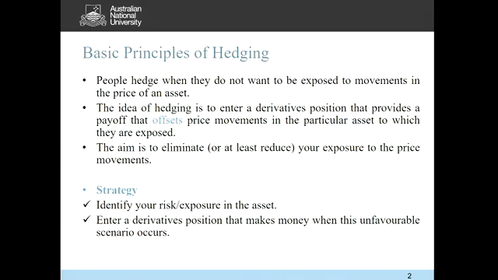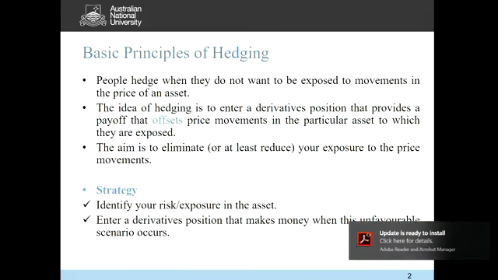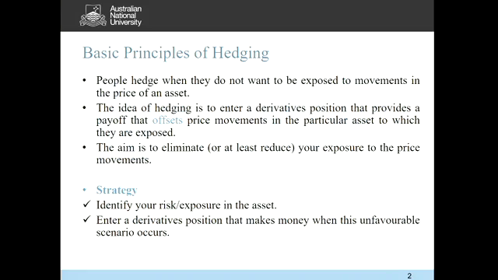Step number one, identify your risk exposure. In plain language, what are you worried about? What keeps you awake in the middle of the night? If I'm a gold miner, I worry the gold price will decline. That's my risk exposure. Step number two is to enter into a derivative position that would make money when the gold price falls. In that sense, you're creating an offsetting payoff, which largely removes our risk exposure. Right? So that's step number two.